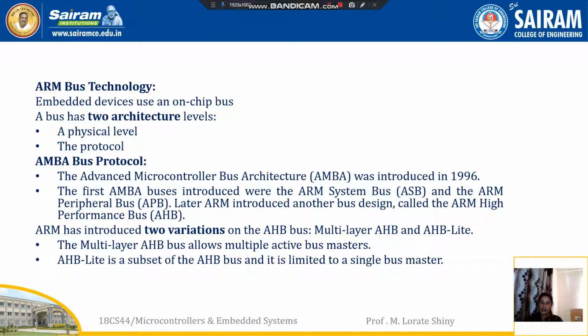This AHB has two variations. They are multi-layer AHB and AHB Lite. Multi-layer AHB allows multiple bus masters. AHB Lite allows a single bus master. The device enabling the communication is called the bus master.